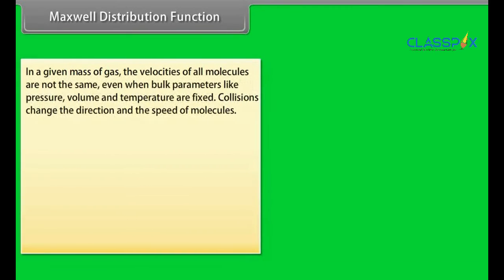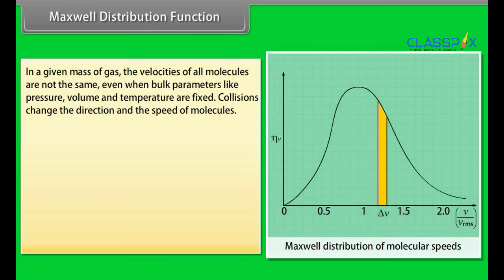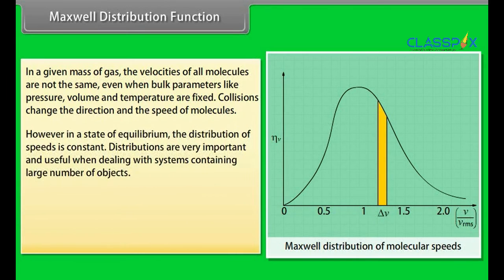Maxwell distribution function. In a given mass of gas, the velocities of all molecules are not the same, even when bulk parameters like pressure, volume, and temperature are fixed. Collisions change the direction and the speed of molecules. However, in a state of equilibrium, the distribution of speed is constant.